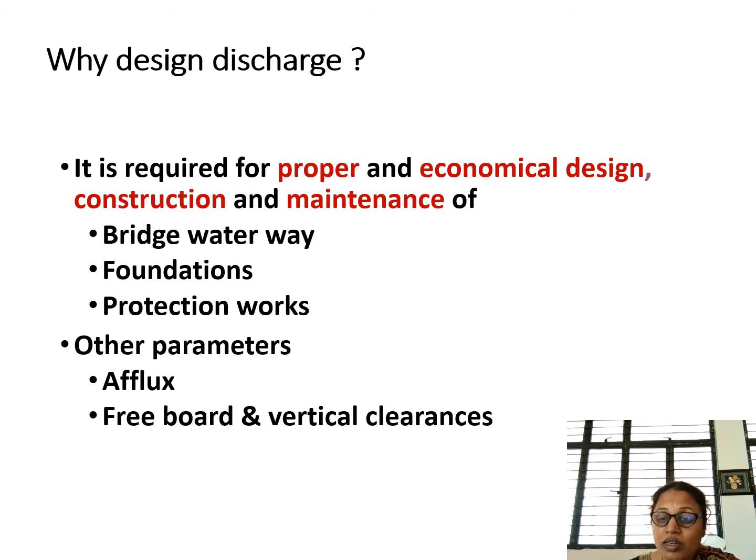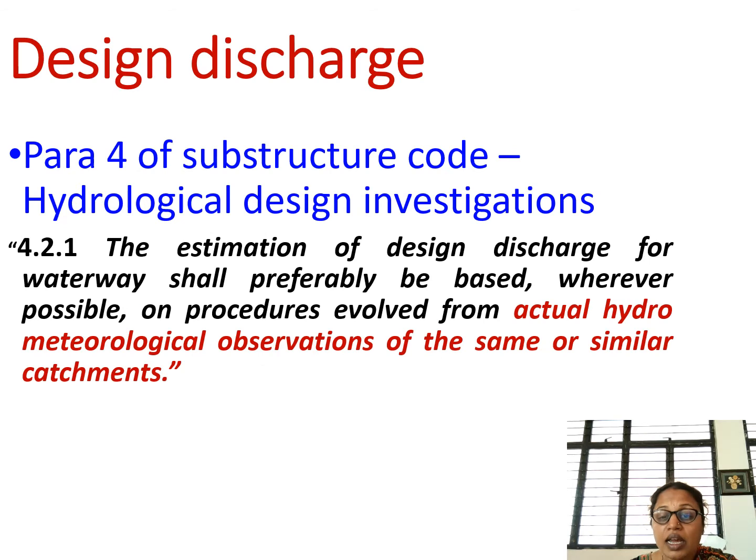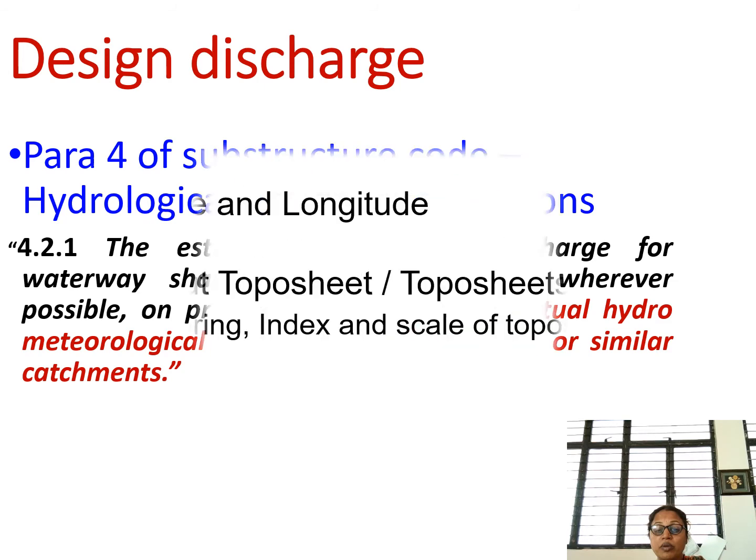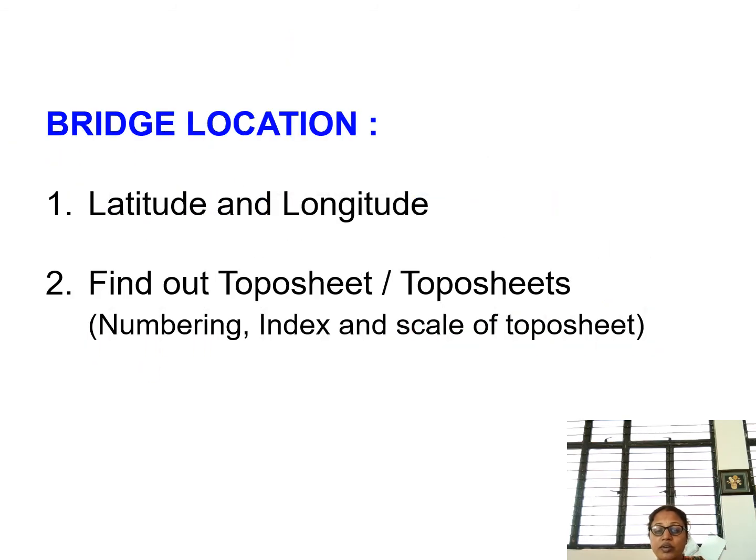So how much water is flowing, in which period of the year, in what season, how much the flow is there. All these things have to be calculated, and based on these calculations we need to design the bridge. So this discharge is calculated by observations, that is, meteorological observations of the same or similar catchments wherever the bridge or the proposed hydrological structure is proposed.